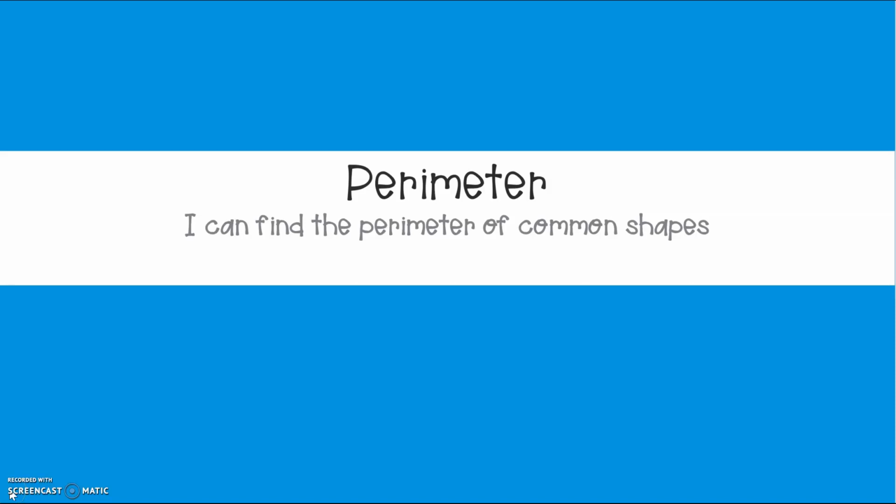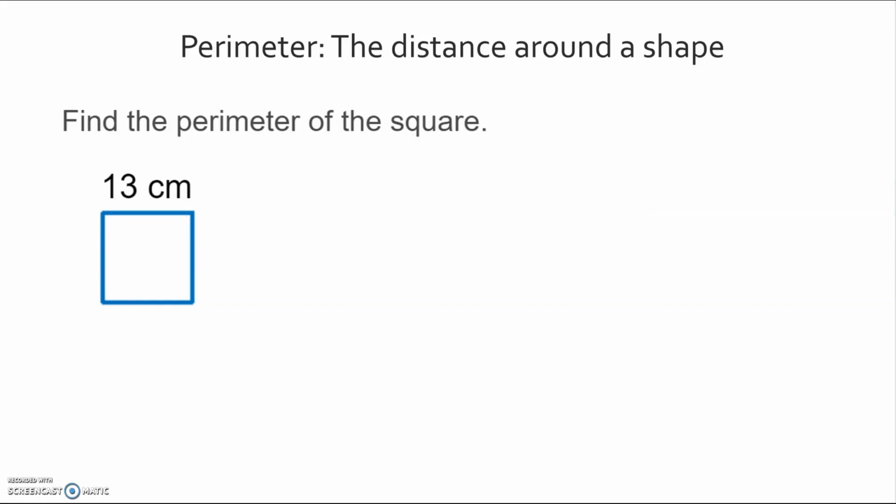Today, I want to teach you about perimeter. Yesterday, we learned about area. Area is the number of square units needed to cover a surface. However, perimeter is the distance around a shape.